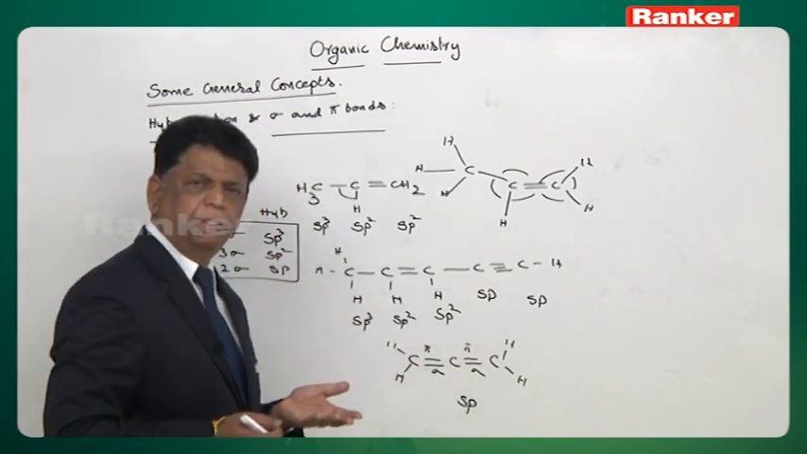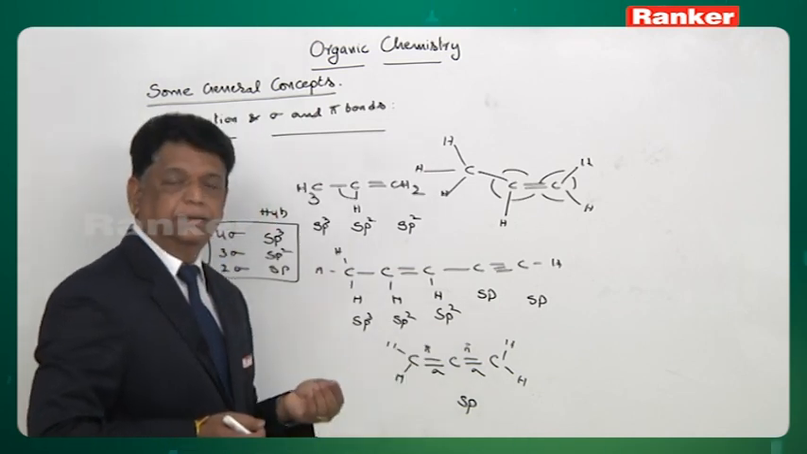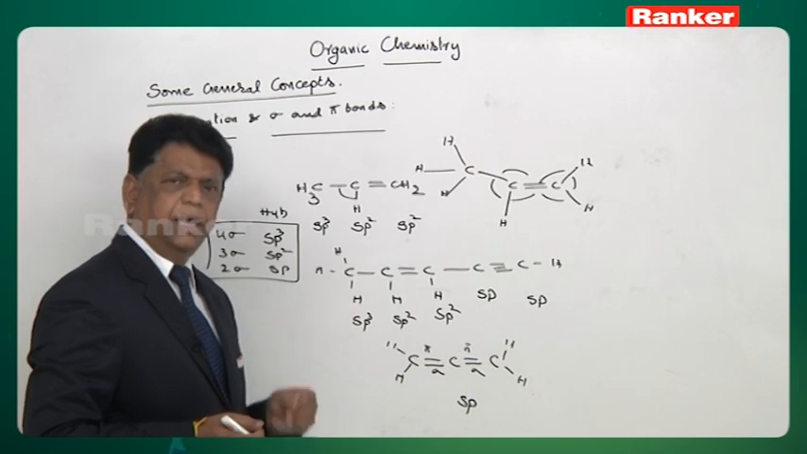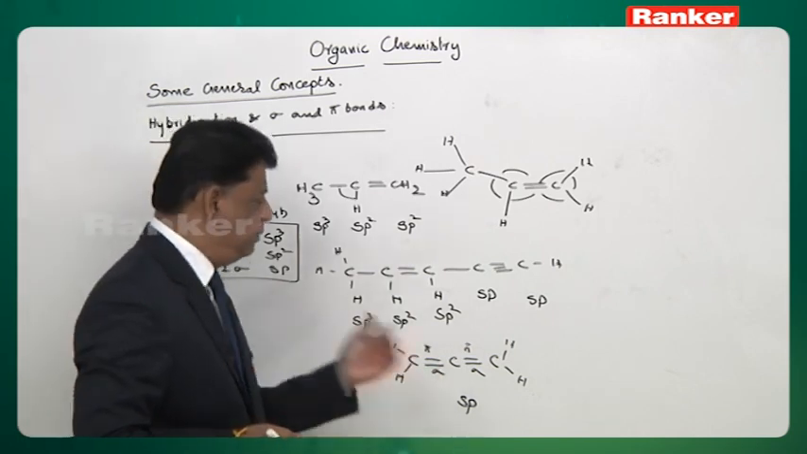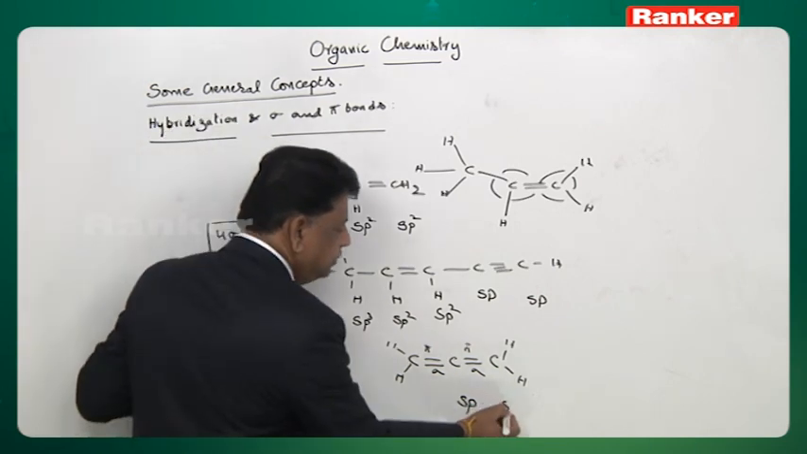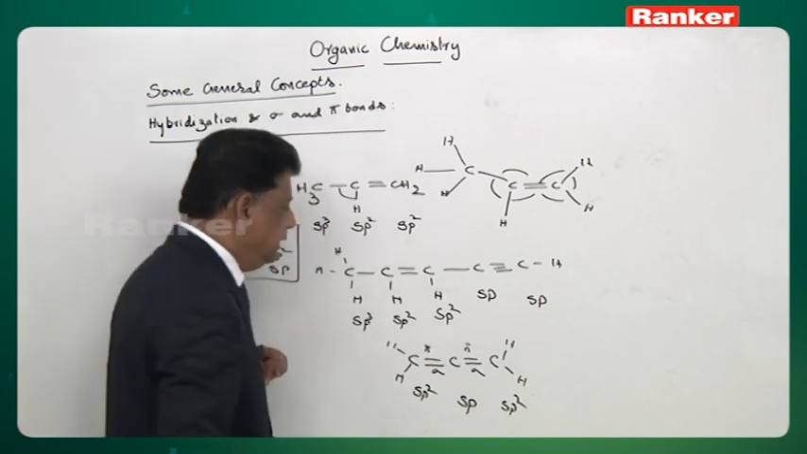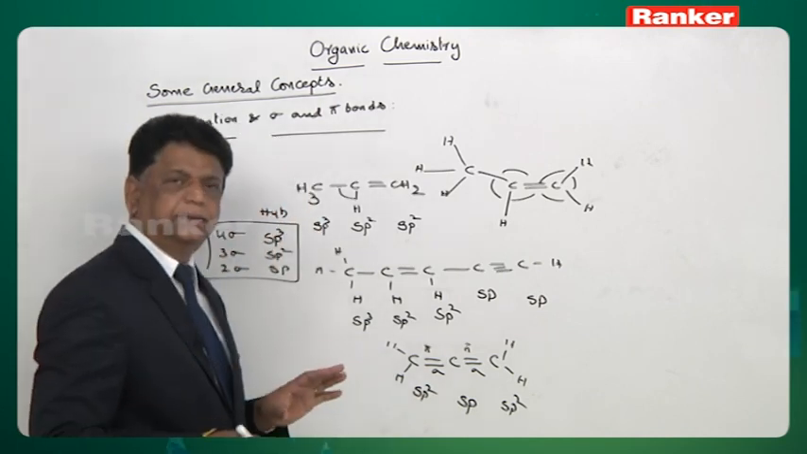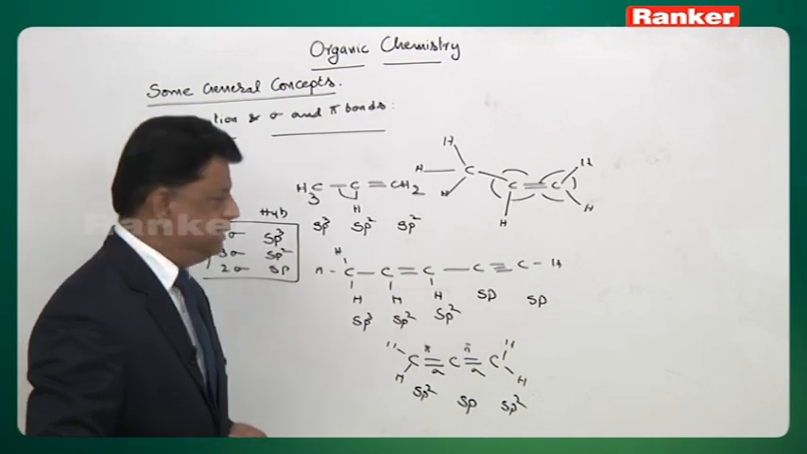Never decide based on how many pi bonds; decide based on how many sigma bonds. Sigma bonds are nothing but the hybrid orbitals. How many hybrid orbitals? 2. So, what combination? S and P, therefore, sp hybridized. However, these last 2 terminals are sp2 hybridized. Like this, count the sigma bonds, and the number of sigma bonds corresponds to the hybridization.